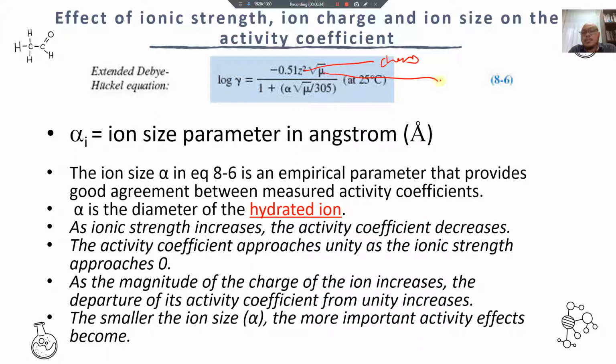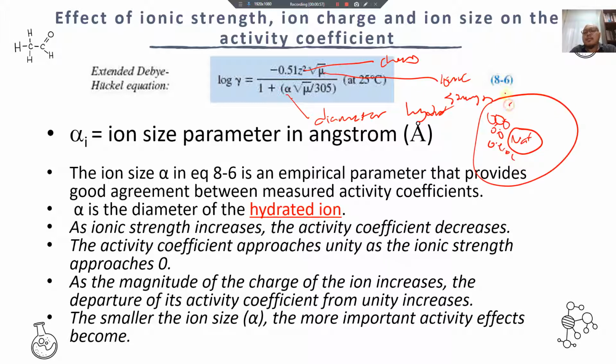U, for example, is the ionic strength. And alpha is the diameter of the hydrated ion. A hydrated ion, as I already told you, is surrounded by molecular ions up to a certain atmosphere, and this is its diameter. The ion size alpha provides good agreement between measured activity coefficients. As ionic strength increases, the activity coefficient decreases. The activity coefficient approaches unity as the ionic strength approaches 0.